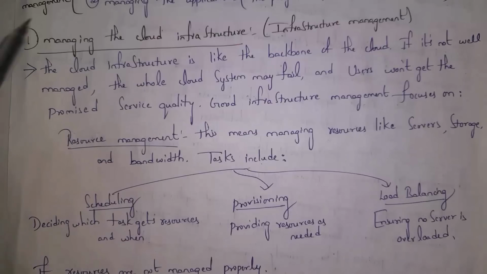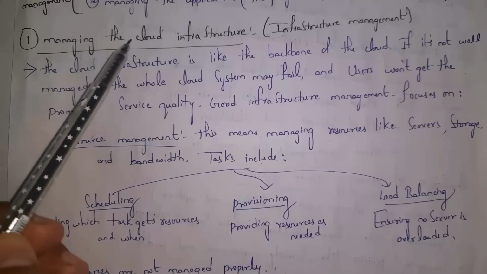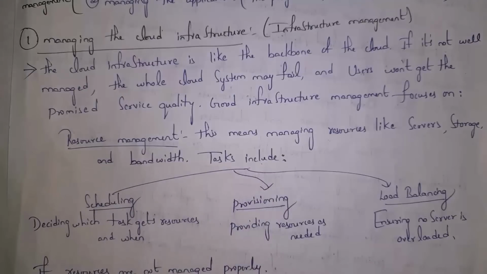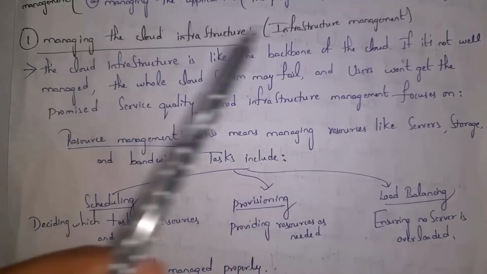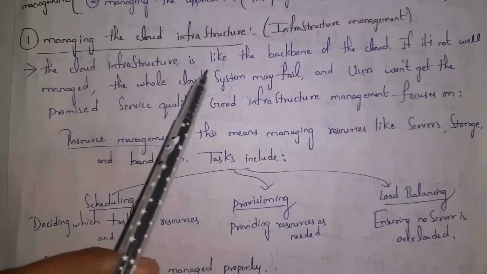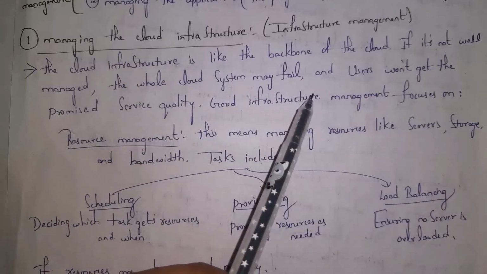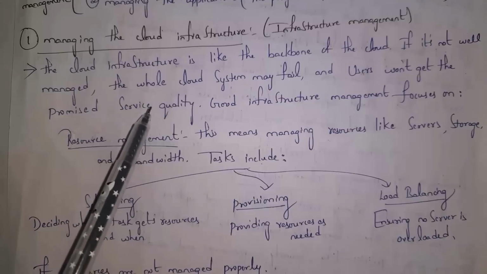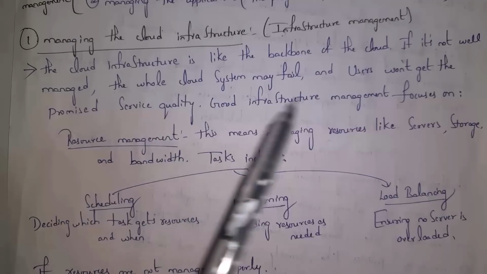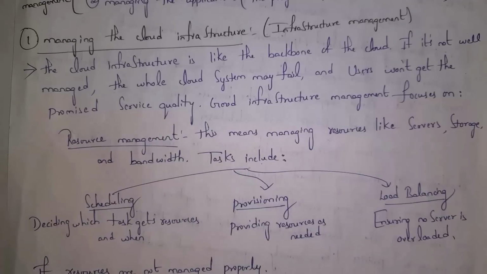At first I will explain managing the cloud infrastructure. We also call it as infrastructure management. Guys, cloud infrastructure is like backbone to the cloud. If we don't manage it well, then entire cloud system will fail and user cannot use good quality services. That is why we need good infrastructure management. And good infrastructure management focus on resource management.